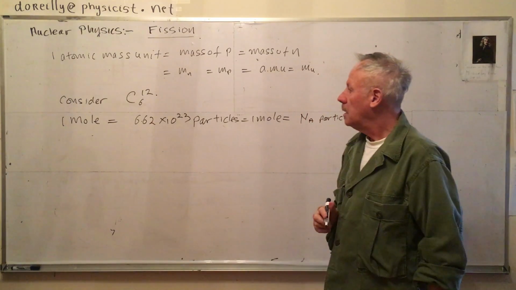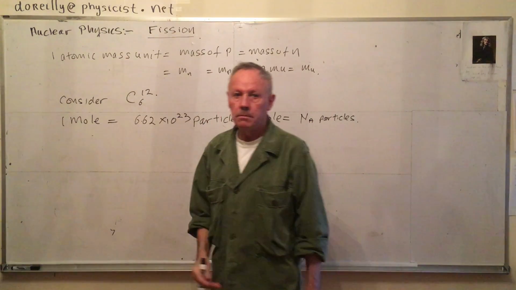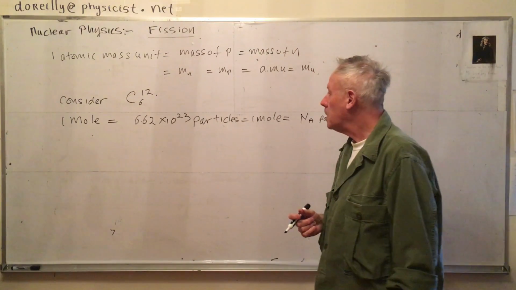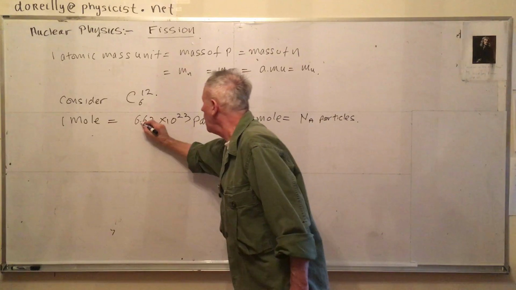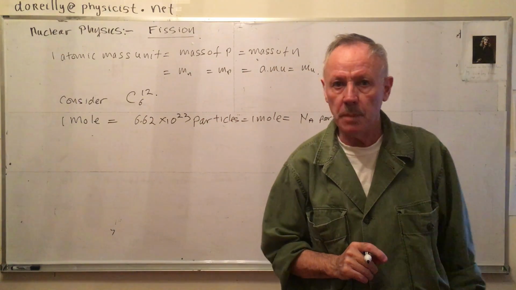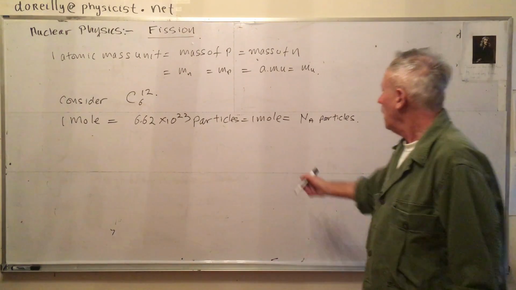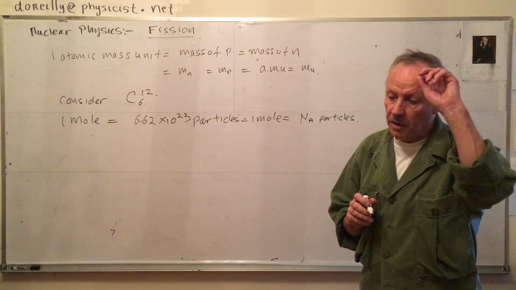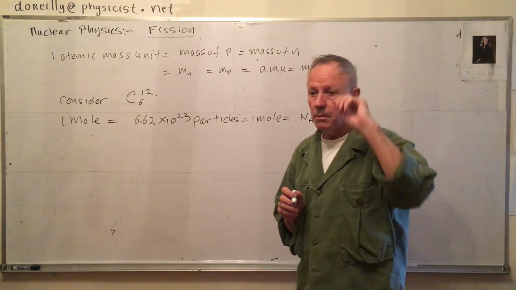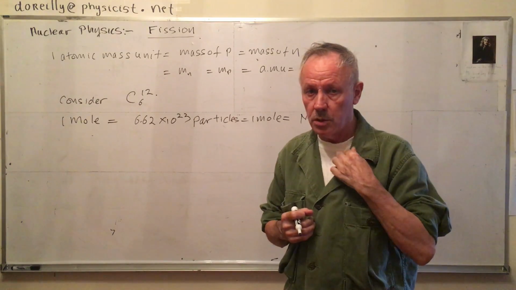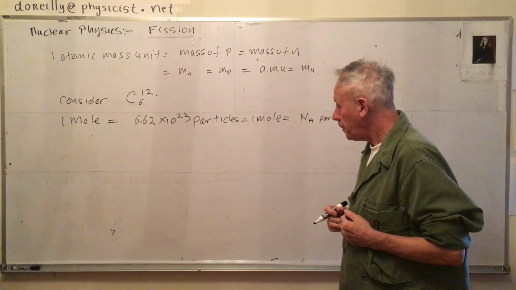Now, if we take a mole of dogs, a mole of chairs, a mole of anything, it's 6.02 by 10 to the power of 23 of those things. Doesn't matter what it is. 1 mole is Avogadro's number of particles. Now, to find Avogadro's number, that has to be done experimentally. There are all sorts of tricks and ways to do it. We're not talking about that today.